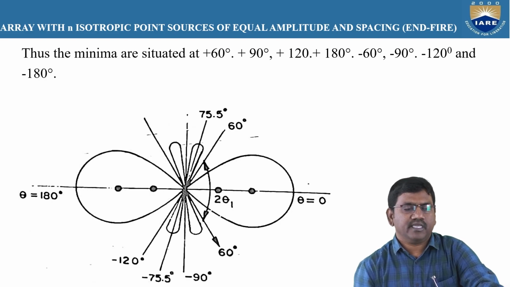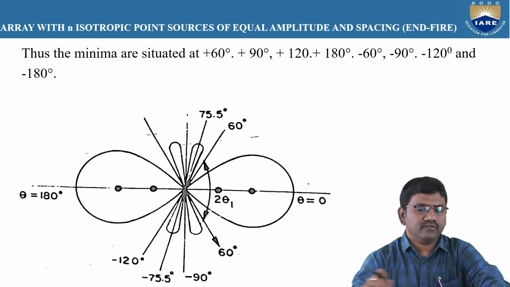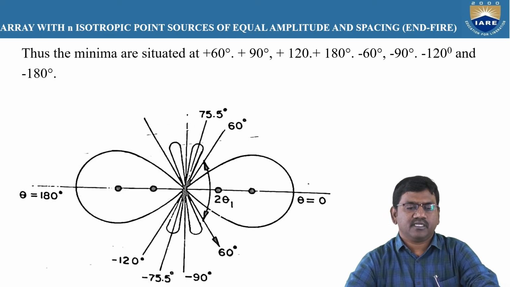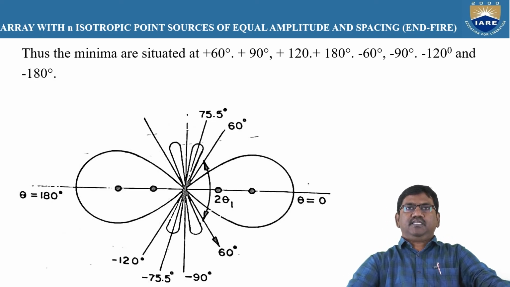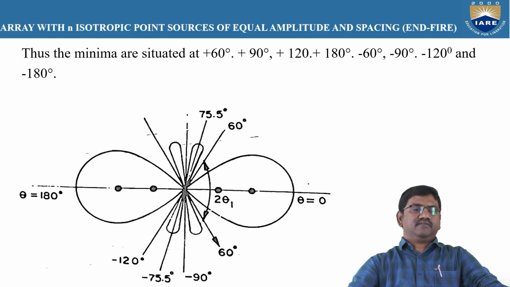So overall, for the n-fire array, the minima are separated in the directions of plus 60, plus 90, plus 120, plus 180 and minus 60, minus 90, minus 120 and minus 180. Whatever values we got just now by substituting n equal to 1, 2, 3 and 4, you will get 60, 90, 120, minus 60, minus 90, 180, 120 as the minor lobe minima. And we also got the minor lobe maxima as 60 and 75.5.